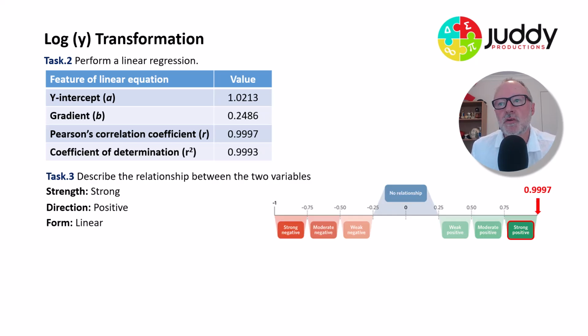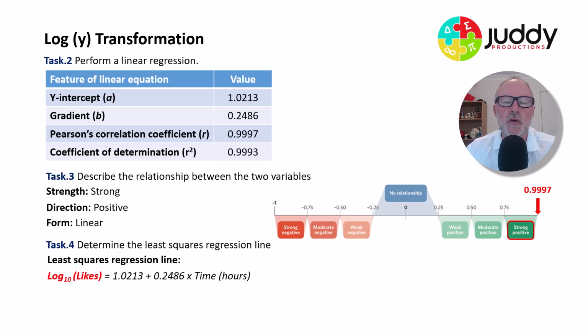Task 3, let's describe the relationship between the two variables. So based on the Pearson's correlation coefficient and the graph of the scatter plot produced, we can see that an R value of 0.9997 classifies this relationship as extremely strong and positive. So the strength is strong, the direction is positive. The form is also linear based on the scatter plot we've already observed.